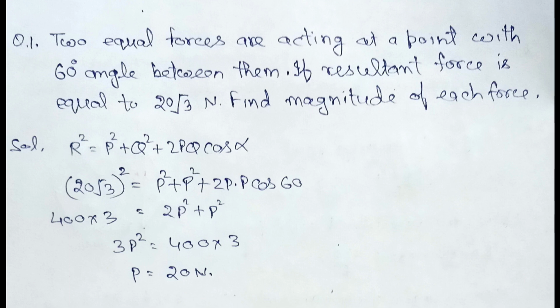So we know the formula for resultant R equal to under root P square plus Q square plus 2PQ cos alpha. Here the resultant is given as 20 root 3. So R square equal to P square plus Q square plus 2PQ cos alpha. 20 root 3 whole square equal to P square plus Q square plus 2PQ cos 60. The angle between the forces is given as 60 degree. So the equation will be 400 into 3 equal to 2P square plus P square, that is 3P square. So P equal to 20 Newton. So in this way we can find out the magnitude of these forces.